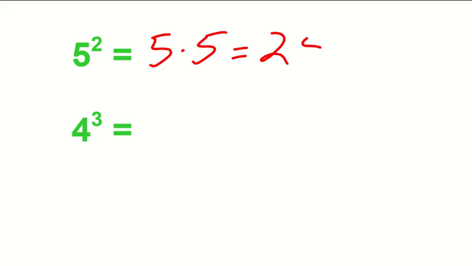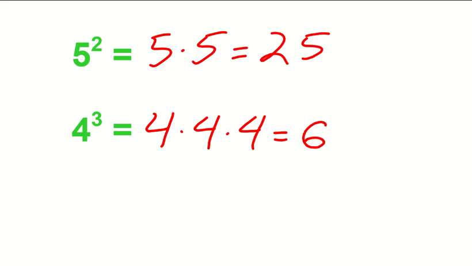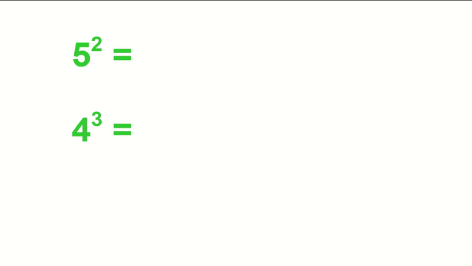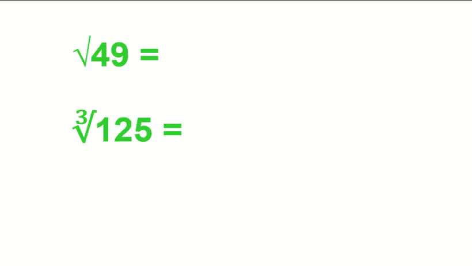5 times 5, 25. All right, I got 4 cubed. That's 4 to the third power. That is 64. That is 4 times 4 times 4, 64. All right, very good with those. What we're a little more likely to see is it going the other way, where we're going to have to find the square root or the cube root.